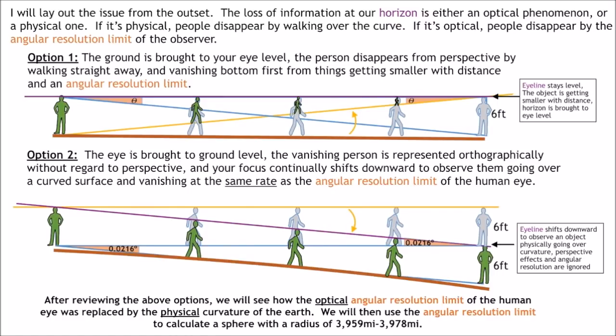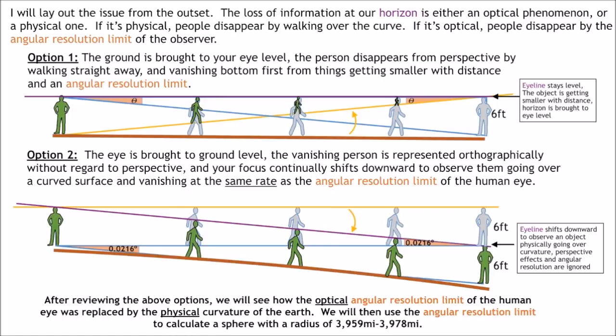Option 1, the ground is brought to your eye level. The person disappears from perspective by walking straight away, vanishing bottom first, from things getting smaller with distance and an angular resolution limit. As you can see in the diagram, the eye line stays level, the object is getting smaller with distance, and the horizon is brought to the eye level, designated with our yellow and purple lines.